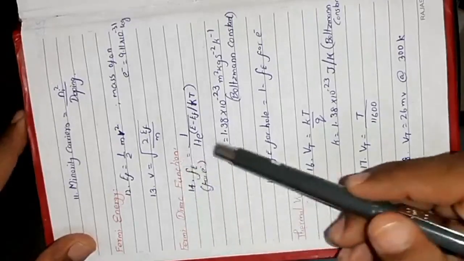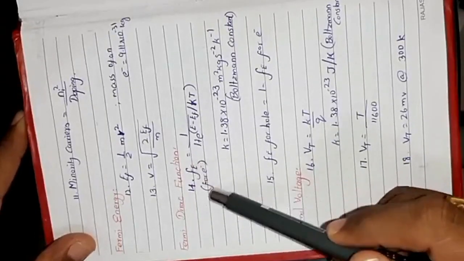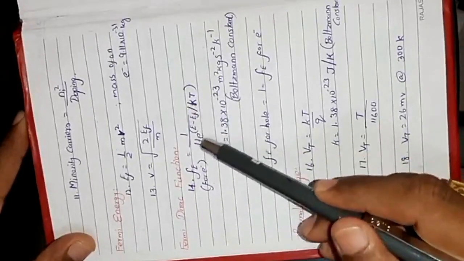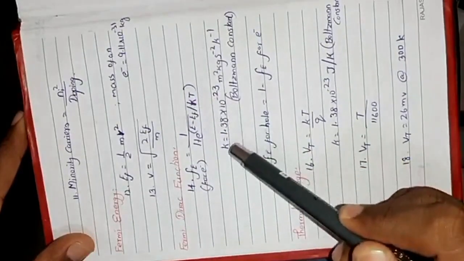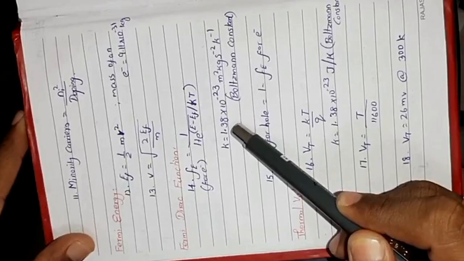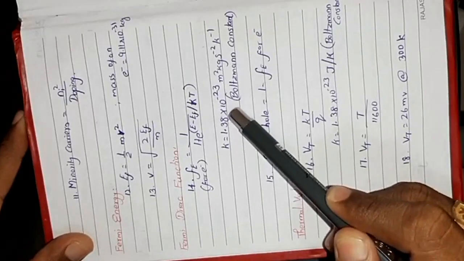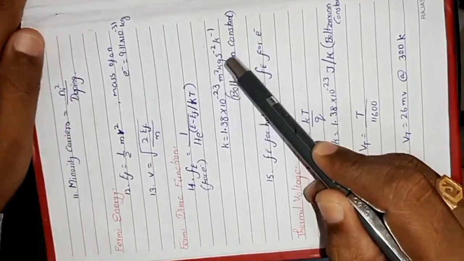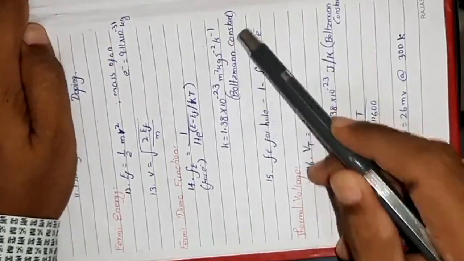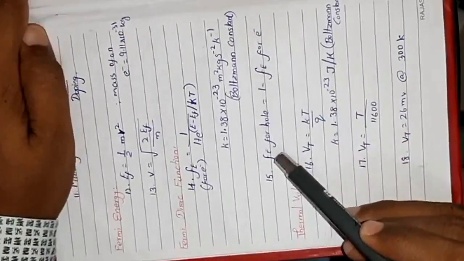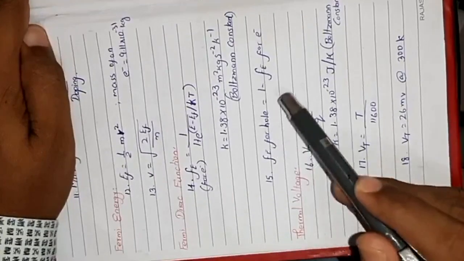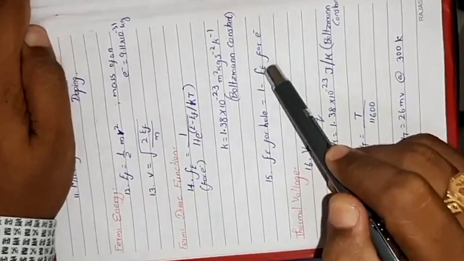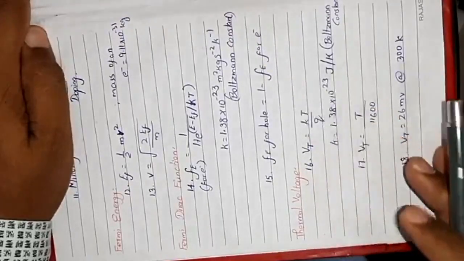Then Fermi Dirac function, number 14, Fermi Dirac function Fe for electron equal to 1 divided by 1 plus exponent of E minus EF by kT, where K is Boltzmann constant, it is equal to 1.38 into 10 power minus 23 meter square kilogram per second square per Kelvin, Boltzmann constant. Number 15, Fermi Dirac function for hole. So this is for hole, it is equal to 1 minus Fermi Dirac function for electron.